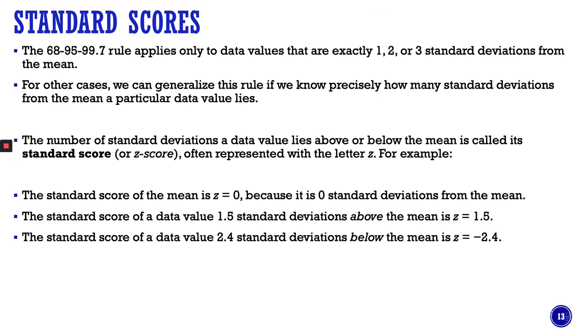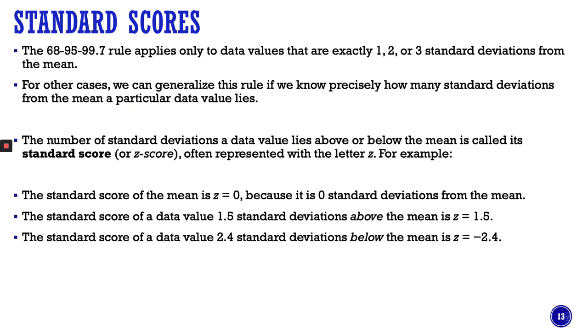So, the standard scores. We're using the rule, and it applies only to data values that are exactly 1, 2, or 3 standard deviations from the mean. For other cases, we can generalize this rule if we know precisely how many standard deviations from the mean a particular data value lies. The number of standard deviations a data value lies above or below the mean is called its standard score, or z-score.